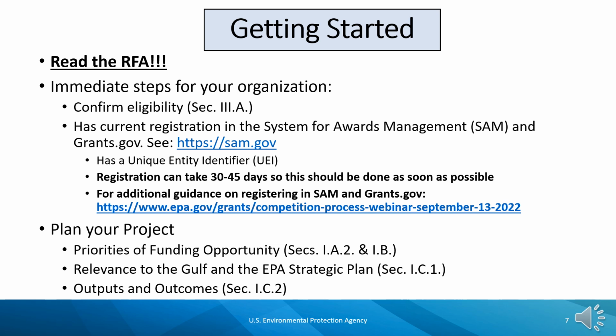First, confirm that your organization is eligible. The list of eligible entities can be found in Section 3A of the RFA. Also, confirm that your organization has a current registration with the System for Award Management at SAM.gov, a unique entity identifier, and is registered in grants.gov. This is extremely important since obtaining a UEI could take more than 30 days. Not obtaining these in time is not an allowable reason for a late application to be accepted, so please double check this as soon as possible.